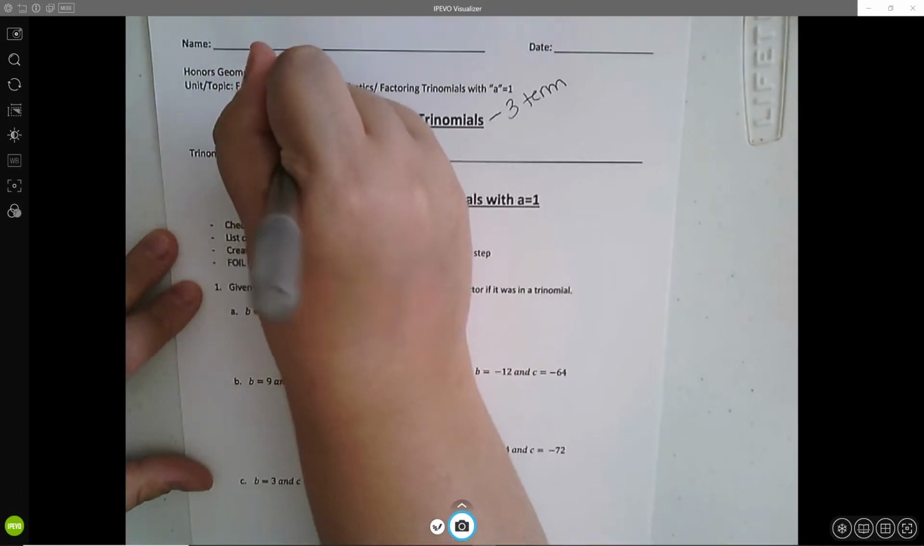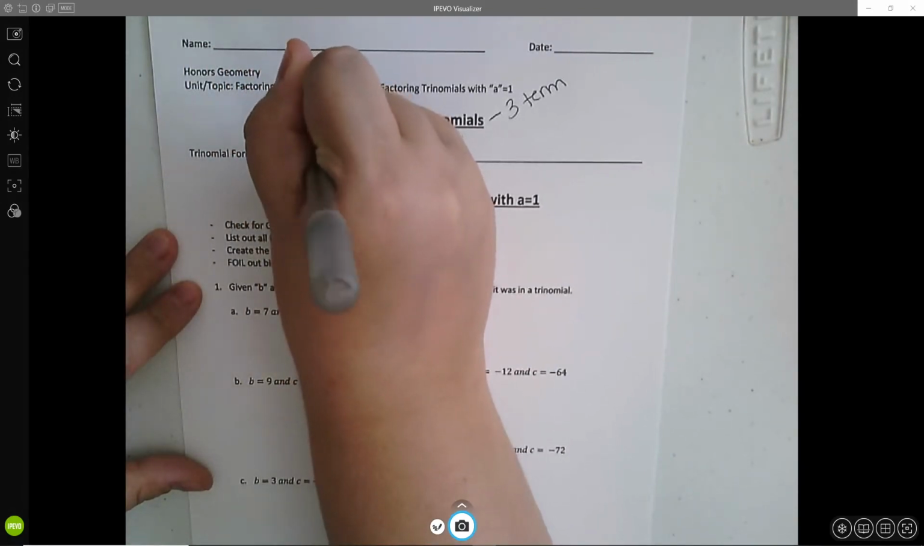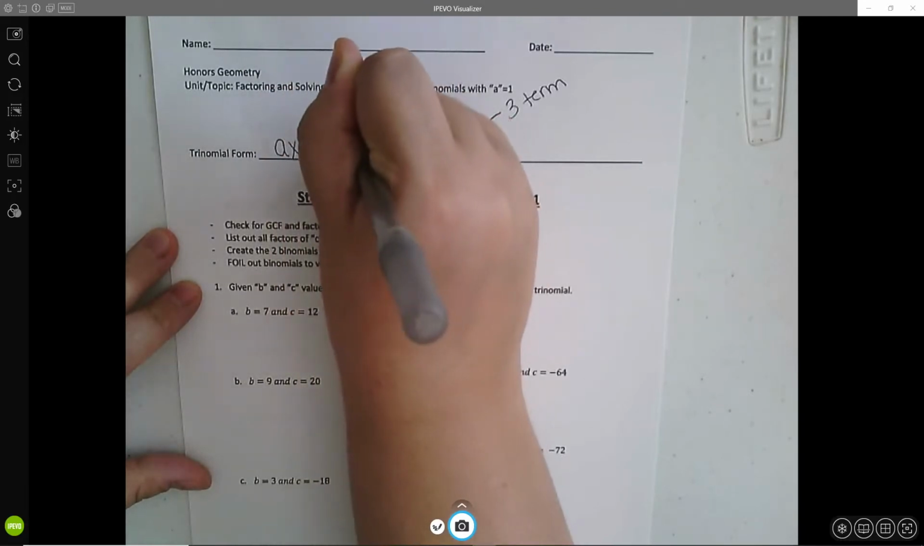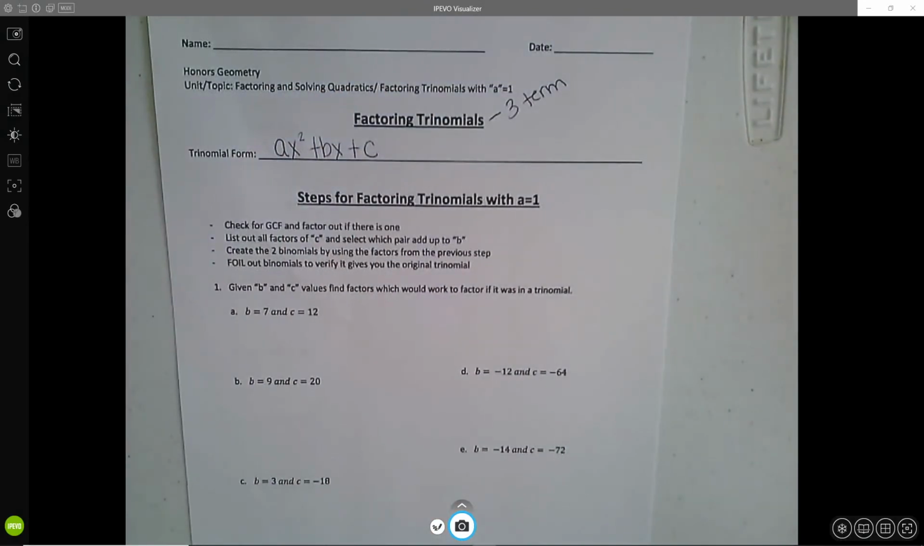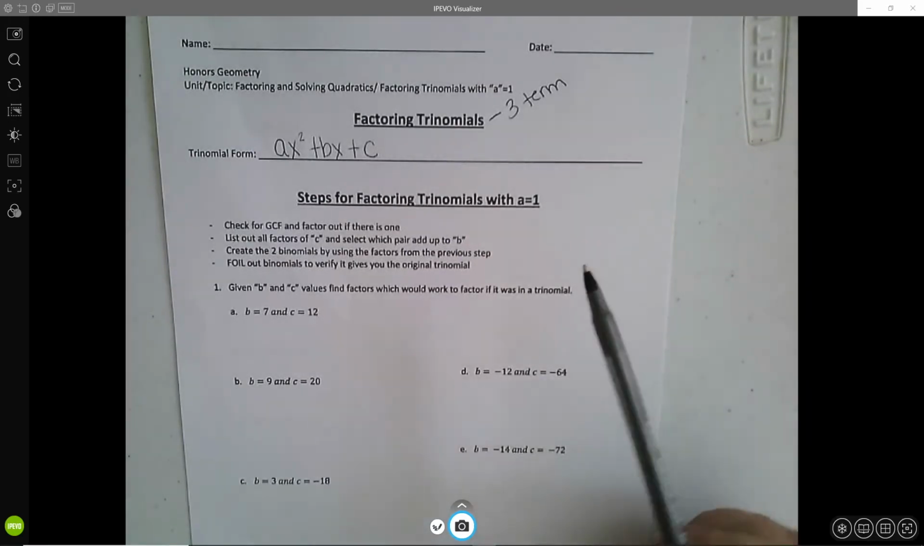So first off, we talk about a trinomial form. There is a standard form for every trinomial that you're going to see when we factor. And that standard form is going to look like ax squared plus bx plus c. Why we talk about it here now is the a, the b, and the c values come into play when we start to factor, and you see it right here in the steps for factoring a trinomial.